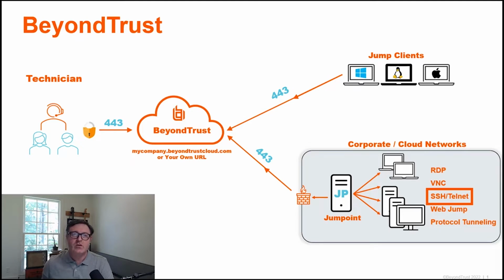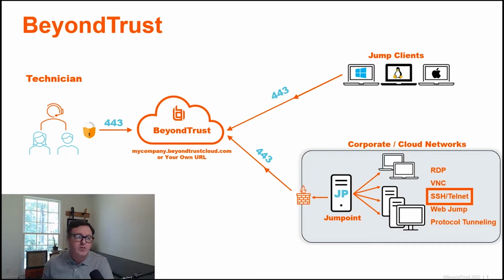In this video, we'll take a look at an SSH or Telnet session called a shell jump session through a jump point. As we've talked about previously, the jump point is a Windows or Linux-based client that you can install on a remote network. It makes an outbound 443 connection back to the BeyondTrust appliance environment. And through that, you're able to create connections via RDP, VNC, SSH or Telnet, web jump, and protocol tunneling. Today, we'll look at an SSH or Telnet session.